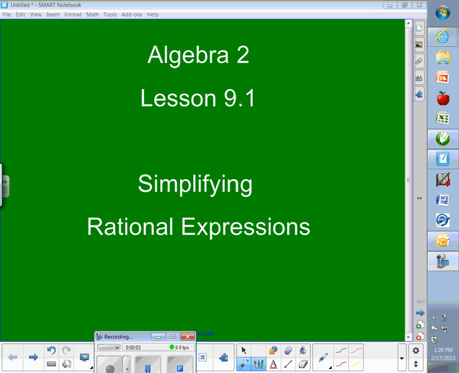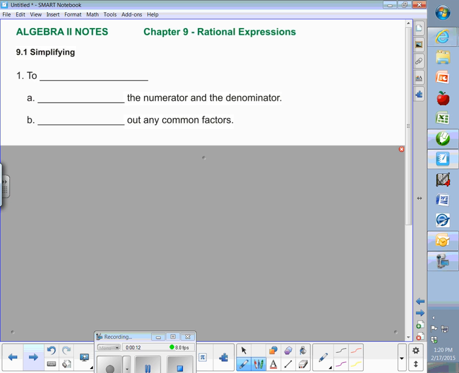All right, class, Algebra 2, Lesson 9.1, Simplifying Rational Expressions. If you look at your notes there, the first thing you want to do is to simplify. So how do you do it? What are we talking about here? And by the way, in case you hadn't caught it, whenever we say rational expressions, we are talking about your favorite fractions. So we're dealing with fractions this chapter.